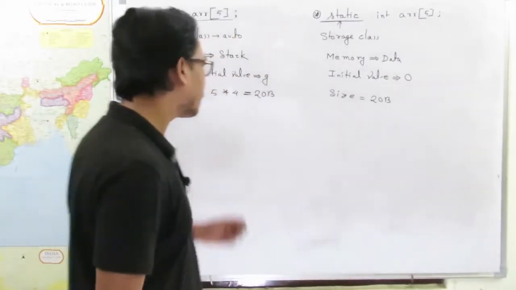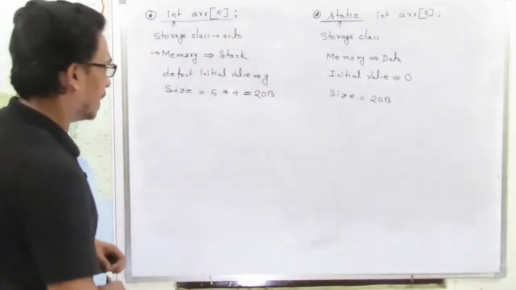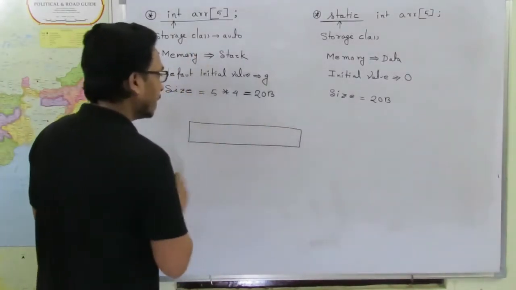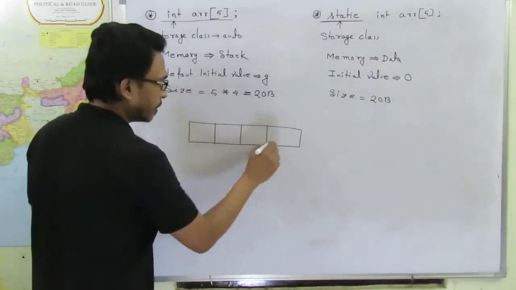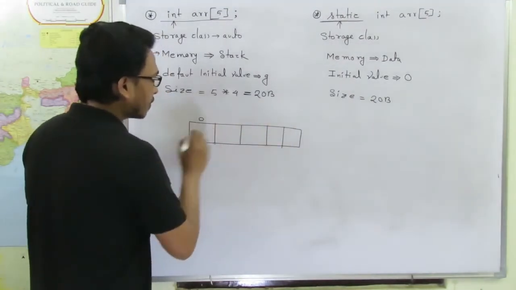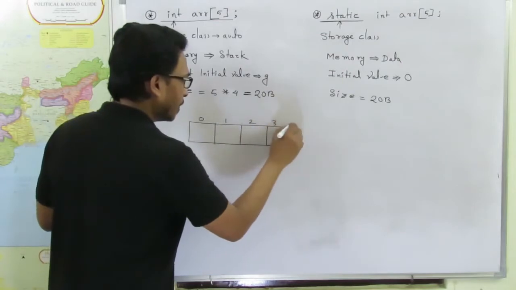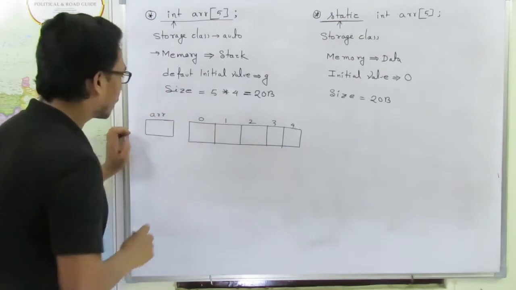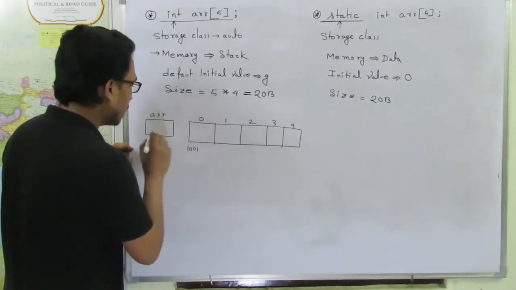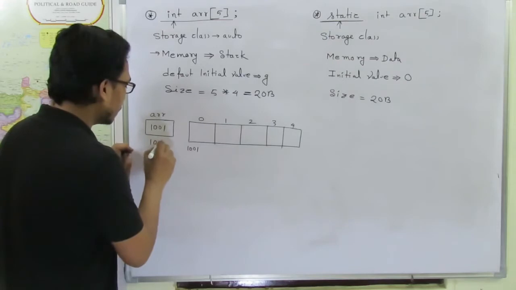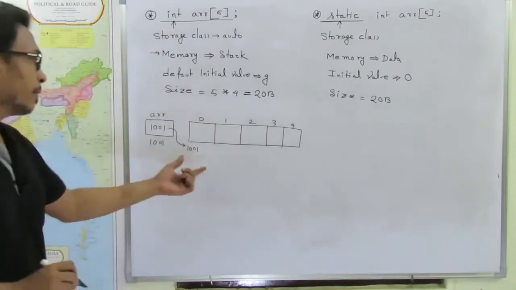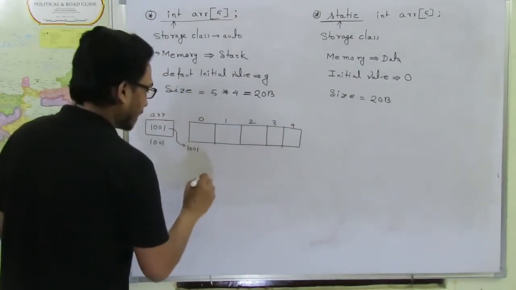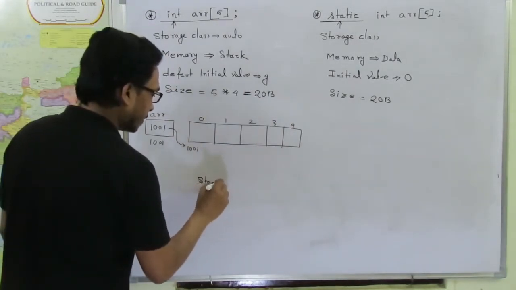Now coming to the memory allocation part. Here 20 bytes will be there. So the first index will be 0, 1, 2, 3, 4. This is our arr. Let's say the base address is 1001, so arr will contain 1001, pointing to this particular base address, and this particular memory block will be allocated from the stack section. That is the main point here.